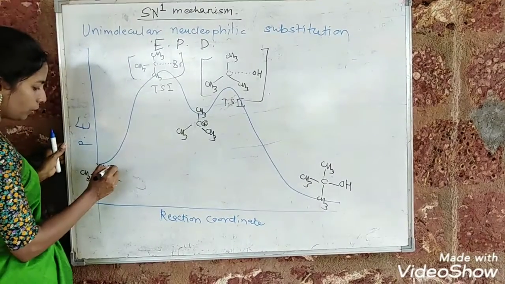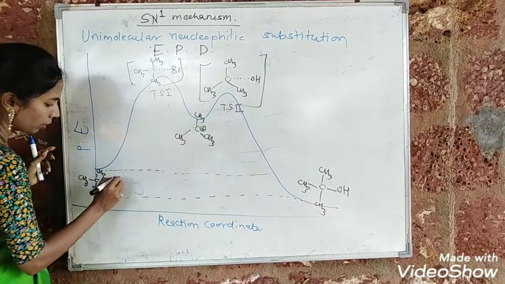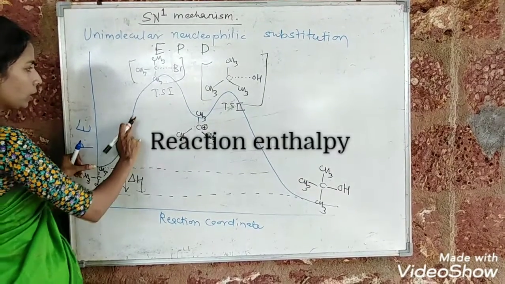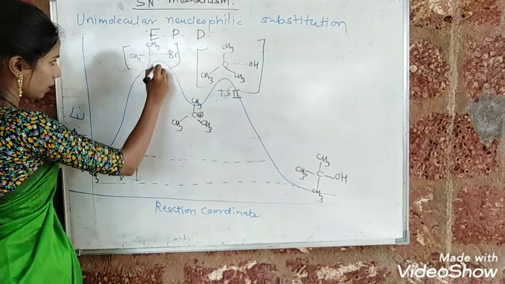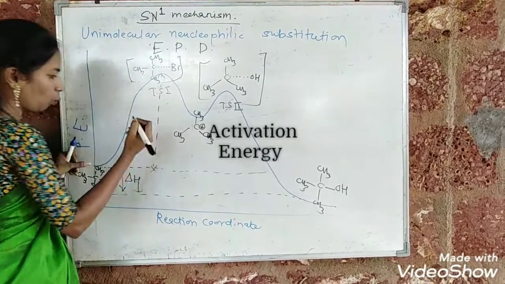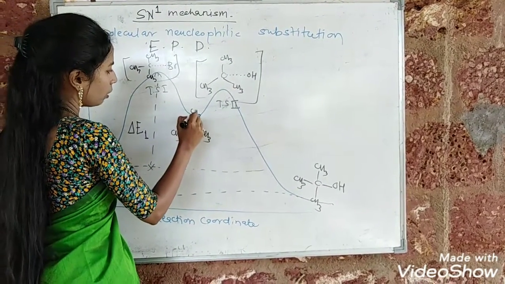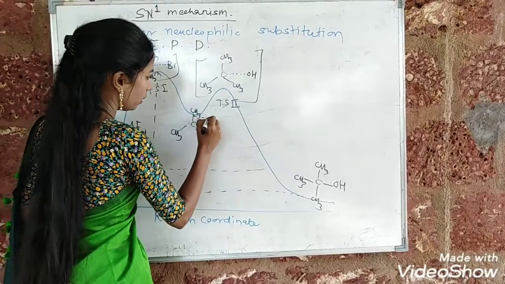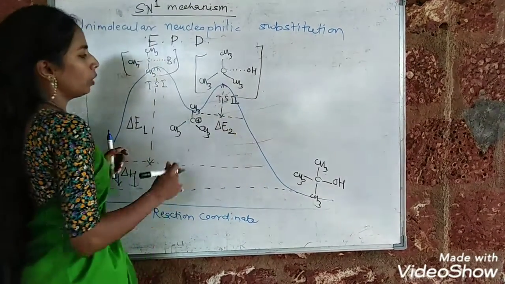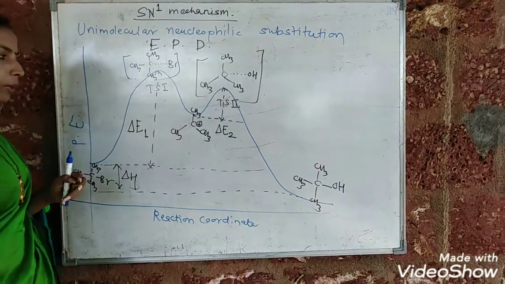The difference between the energies of reactant and product is the enthalpy of the reaction. The amount of energy required to bring the substrate to the first transition state is the energy of activation 1, so delta E1. The amount of energy required to bring the first step product to the transition state is the energy of activation 2. Then it reaches the product. This is all about the energy profile diagram for the SN1 mechanism.